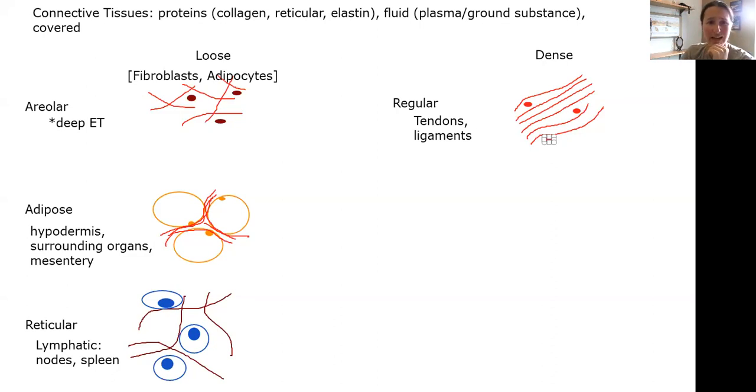And so not every structure only needs to be strong in one direction. So we also have dense irregular connective tissue. And this is found in places that experience stress from lots of different directions. So for example, the dermis of your skin, of course, isn't just always being pulled in one direction. It is being bumped and pulled and scraped in all sorts of different directions. And so it needs to be super strong in all of those directions.